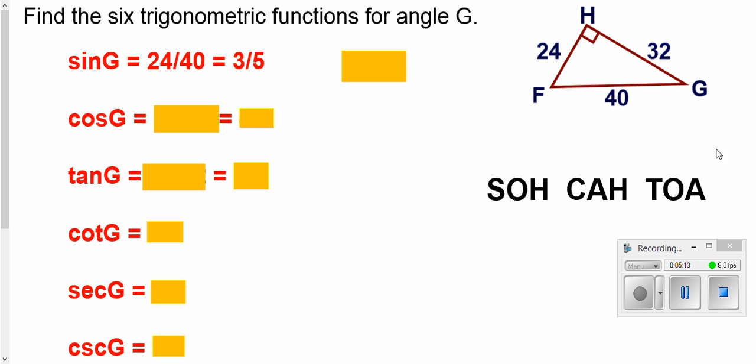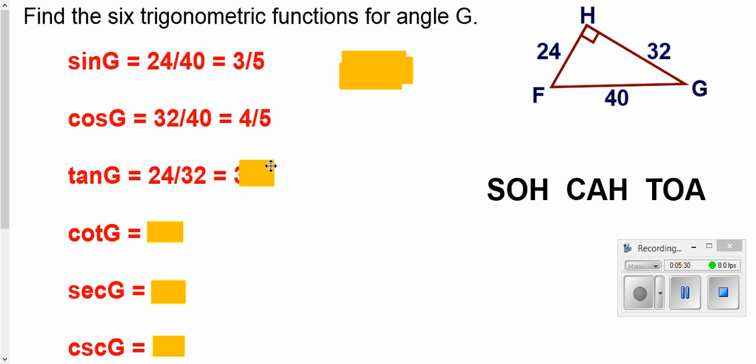Then we need to do our cosine. Cosine would be adjacent to G, which is our 32 over your hypotenuse. So it'd be 32 over 40, which also reduces down. Then we can do our tangent, which is opposite of G, the 24, over the adjacent, which is the 32. And that reduces down.